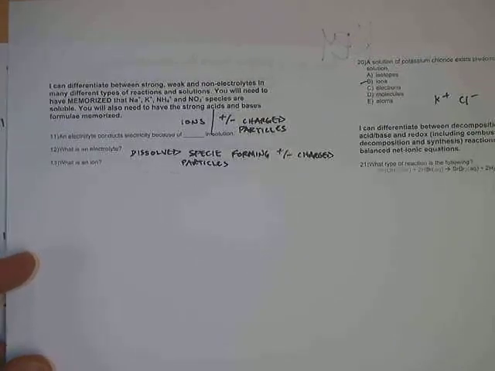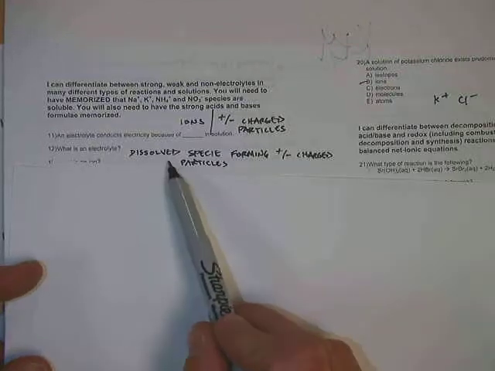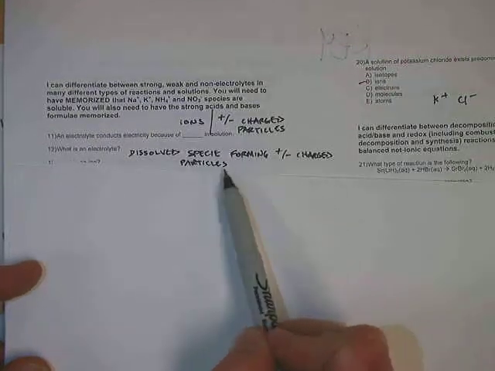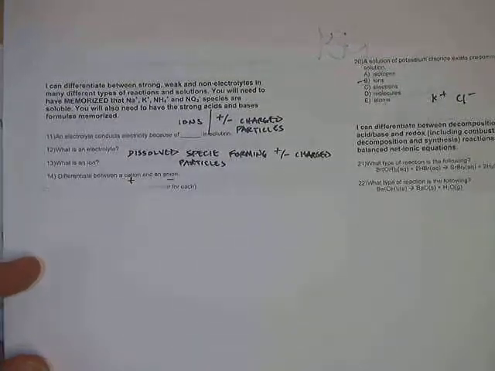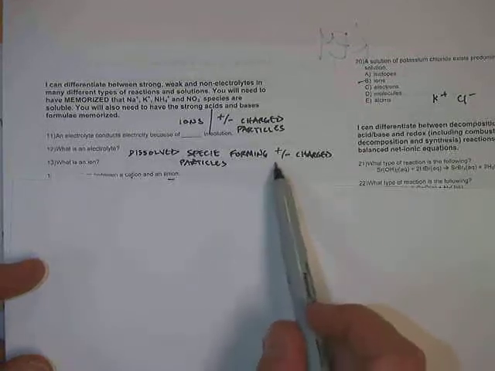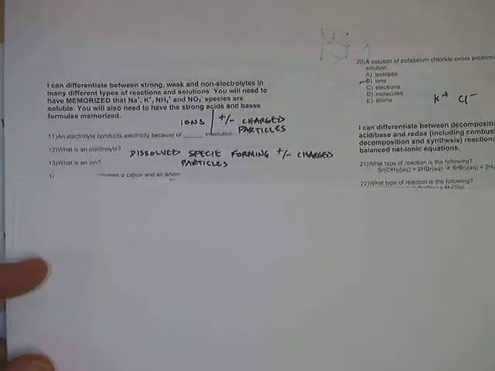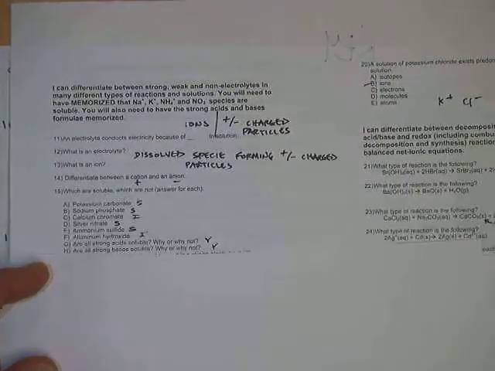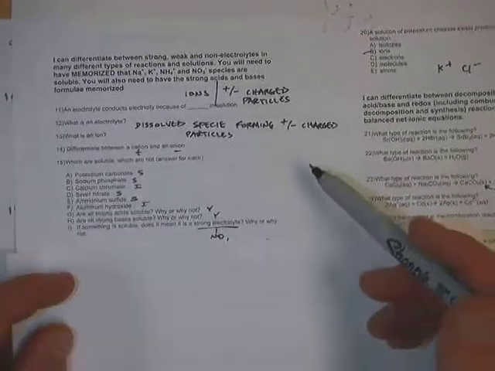An electrolyte conducts electricity because it has ions, or positive or negatively charged particles. Strong electrolytes do. Weak electrolytes have some of those. Non-electrolytes don't have any, so they wouldn't conduct electricity. What is an electrolyte? It's a dissolved species that forms positive or negatively charged particles. What's an ion? Same thing. Ion is something that has a positive or negative charge. It gained or lost electrons.